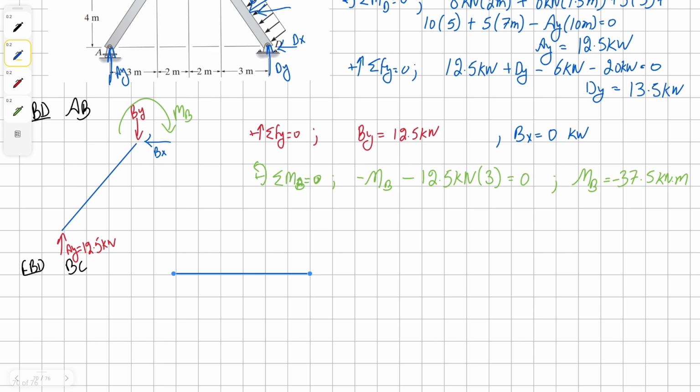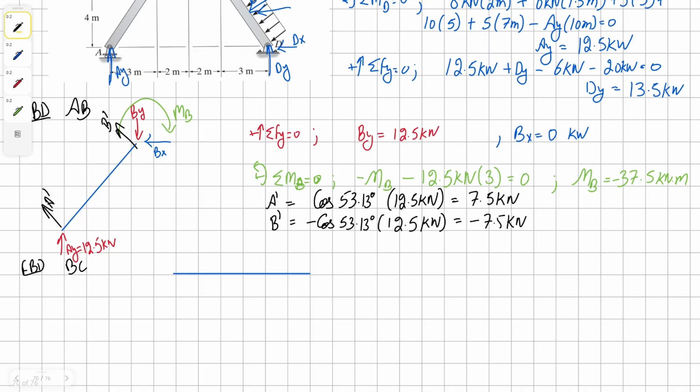But before I do that, I still have to find my forces perpendicular to the beam in order to draw our shear and moment diagram. So we're going to have a vector that is perpendicular to the beam, A prime and B prime. By using trigonometry, I found the solution for A prime and B prime as negative and positive 7.5 kilonewton.